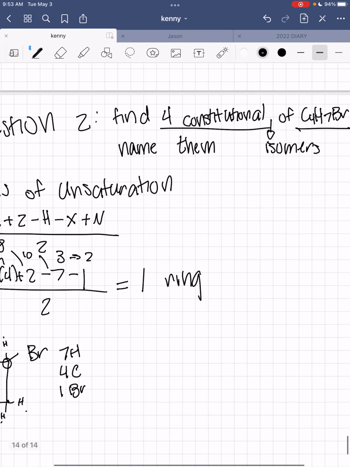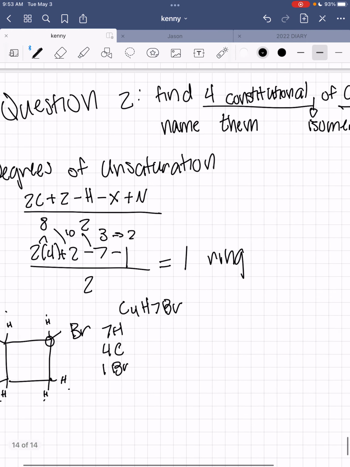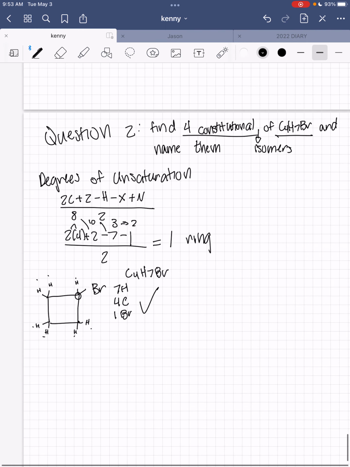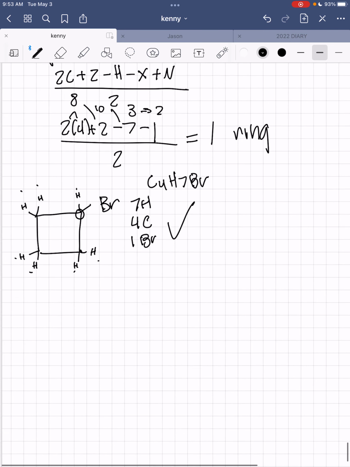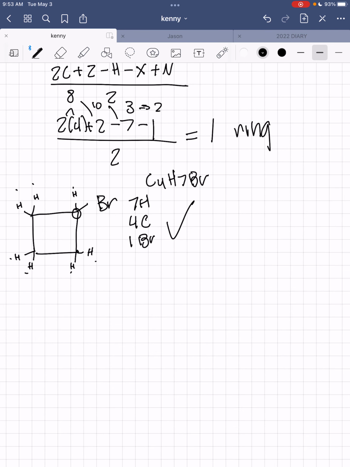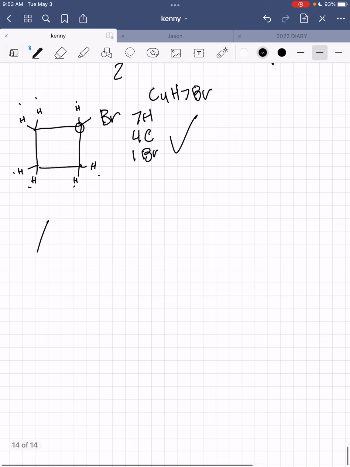And does that fill out what we're looking for? Let me rewrite it here. Yep, so this one checks out. Since we can't do any more, I guess you could try to rotate the bromine around the square, but if you were to do that, then you would just be having the same atom. So that doesn't work.